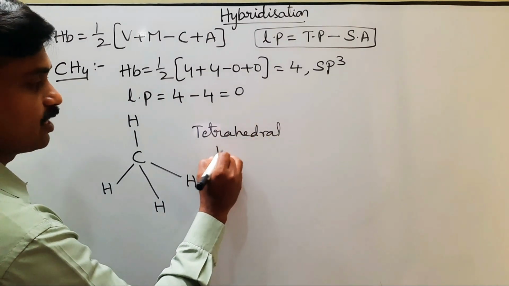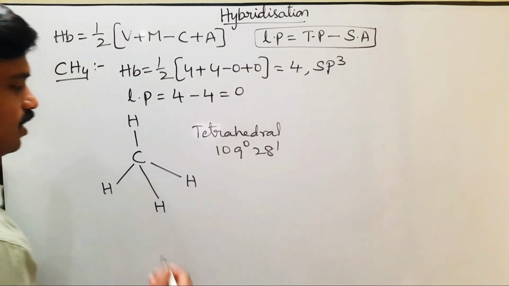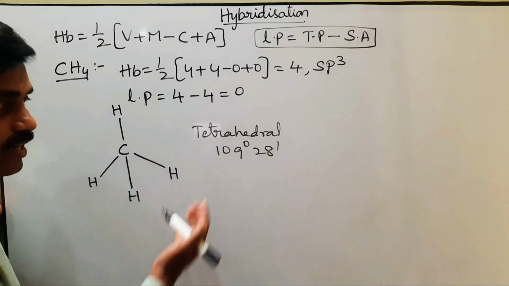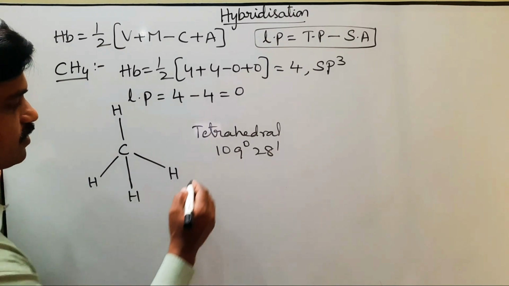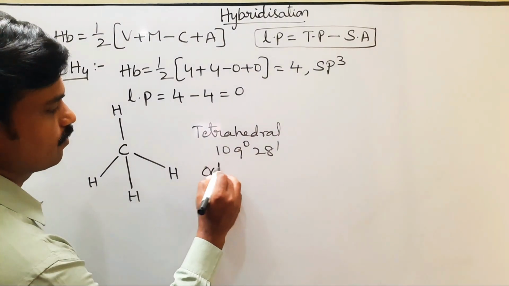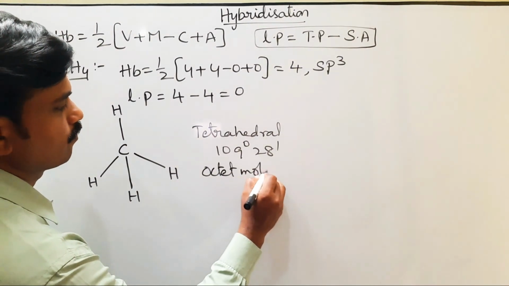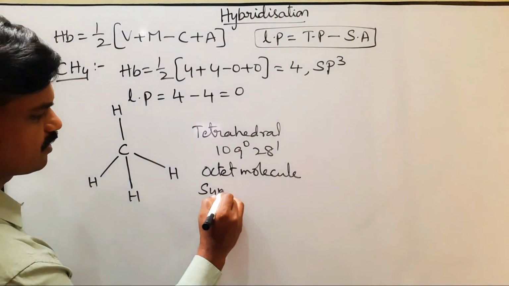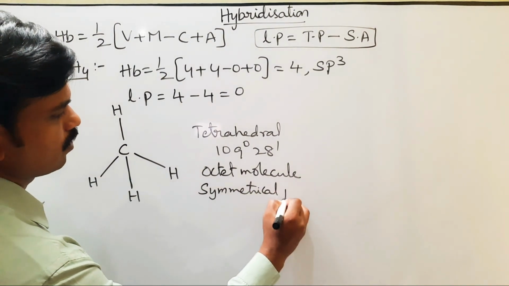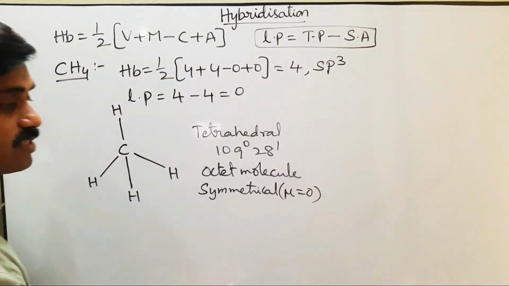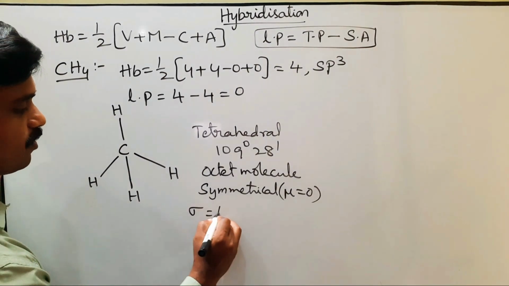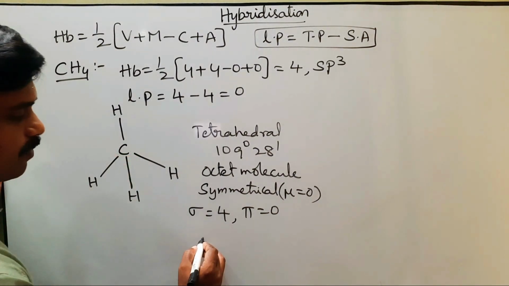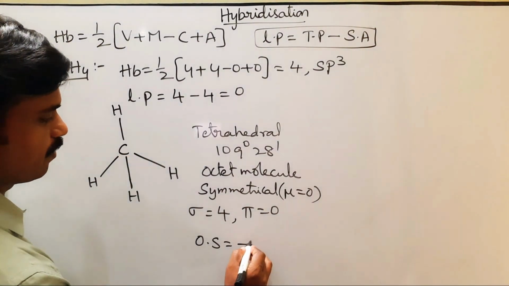For this molecule, bond angle is 109 degrees 28 minutes. Look at this molecule, central atom carbon is having 4 pairs. That's why all the 4 pairs are bond pairs. So tetrahedral shape and bond angle is 109 degrees 28 minutes. Now it is an octet molecule, because central atom carbon is having 4 pairs. It is a symmetrical molecule. For symmetrical molecules, dipole moment mu is equal to 0. Look at in this molecule, sigma bonds 1, 2, 3, 4 and pi bonds 0. Oxidation state of carbon is minus 4 will come.